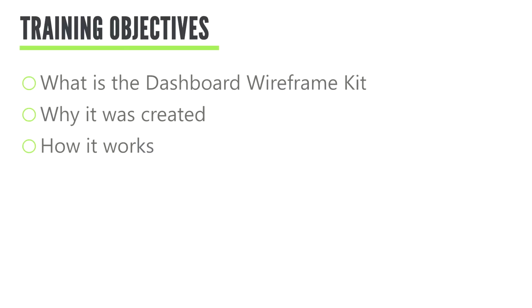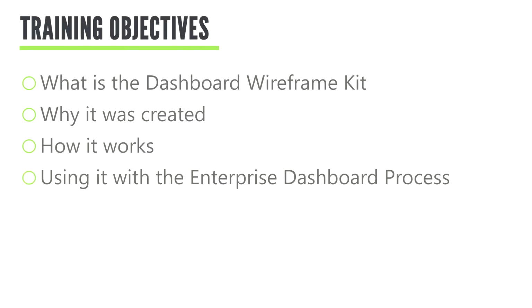And there's two ways that I create using the dashboard wireframe kit. One is more ad hoc. I'll just pull out the kit and do it myself on the spot. There's also a more comprehensive process that I use, and we'll be covering both in this session. And then we'll be looking at the enterprise dashboard process. That's an extensive step-by-step process you can use to get the most out of the kit. And then we'll look at a case study example of that and how it's applied.